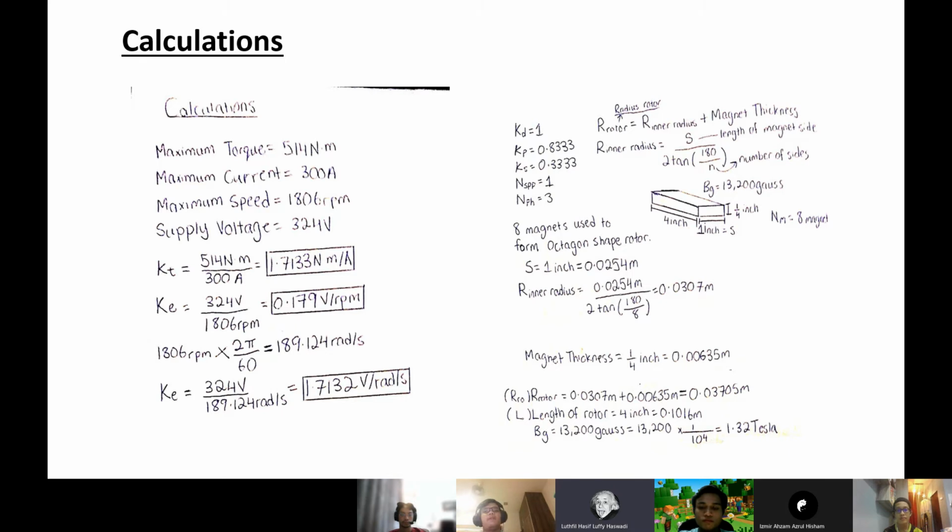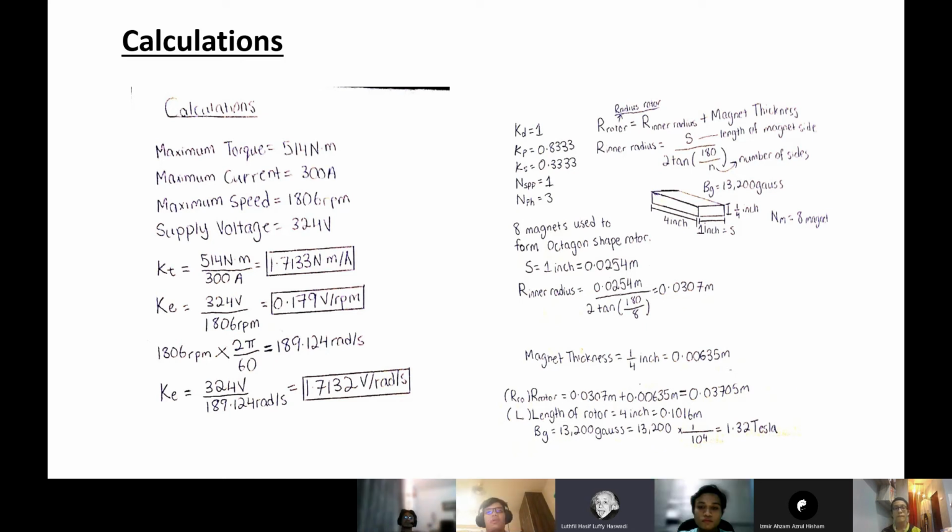And then as we convert the magnet thickness of 1/4 inch, we get 0.00635 meter. After that, in order to obtain the radius of the whole rotor, we add the inner radius that we calculated earlier to the thickness of our magnet. So the calculation will be 0.0307 meter plus 0.00635 meter, which will be 0.03705 meter. That will be the radius of our rotor.